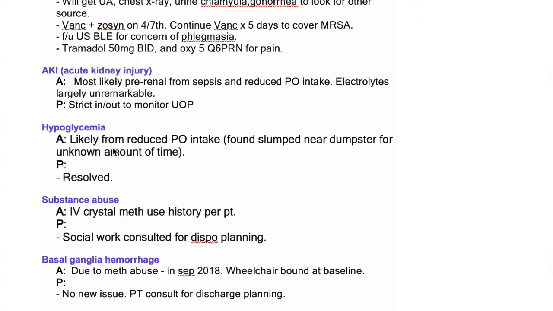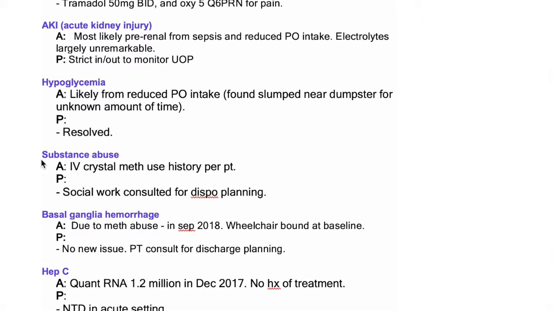The other problem she had was that she was hypoglycemic on admission, and the story was that she was doing drugs and was found near a dumpster for an unknown amount of time, so she was probably not eating. So one problem, hypoglycemia, resolved, and the other problem was her drug use, IV crystal meth use. And I consulted social work for disposition, meaning discharge planning.